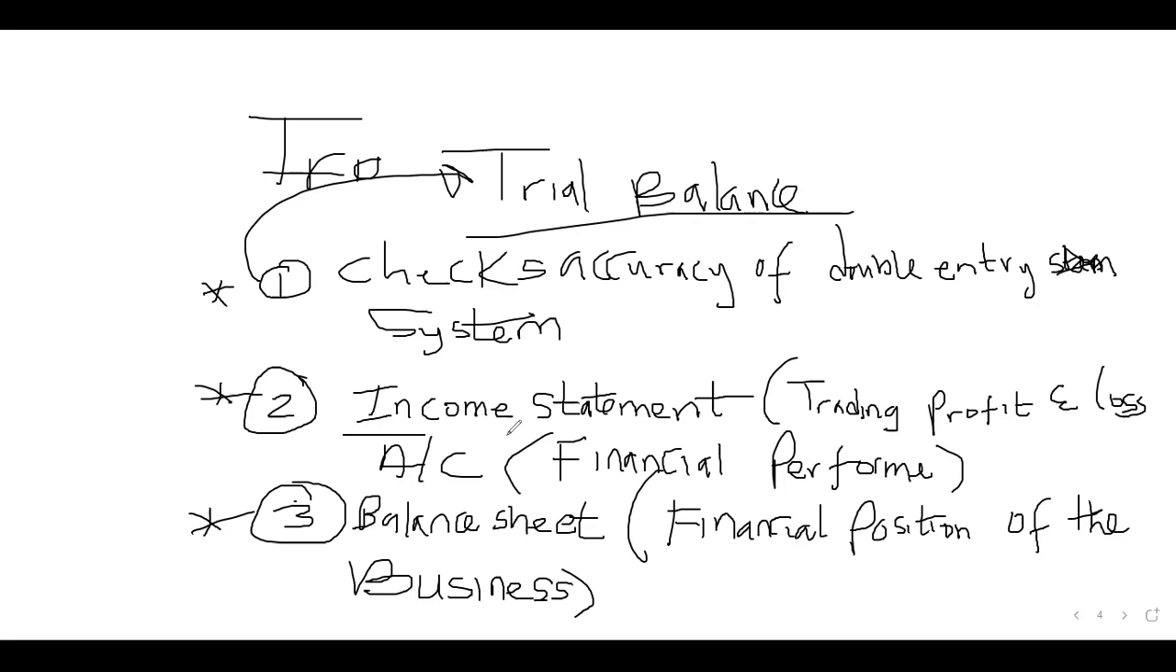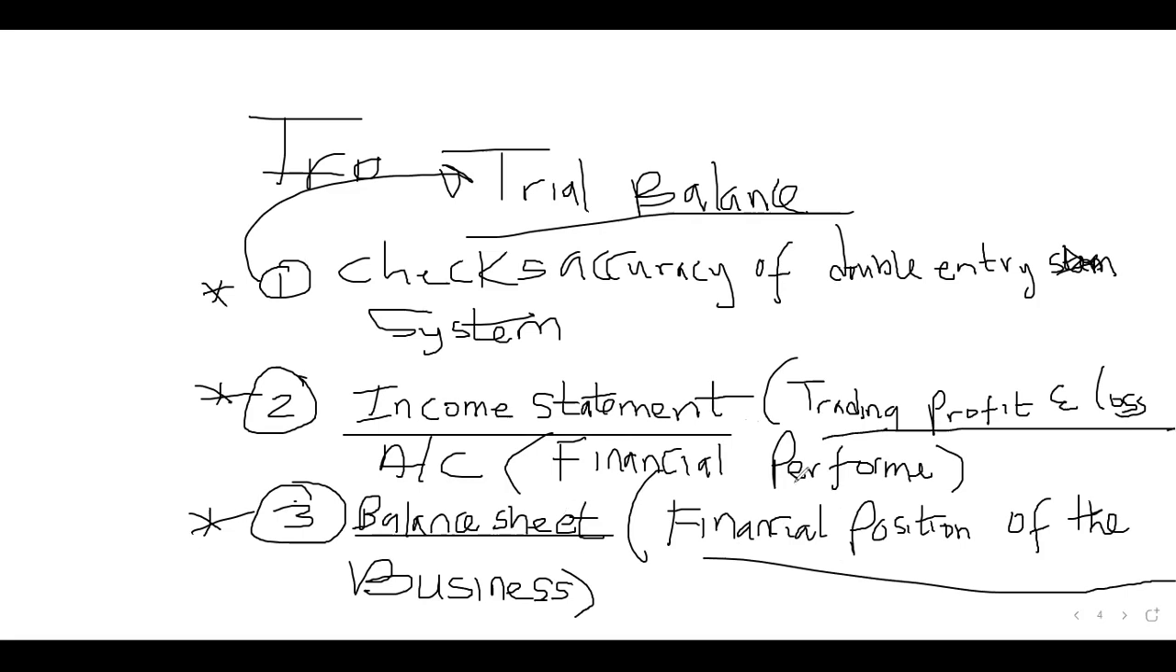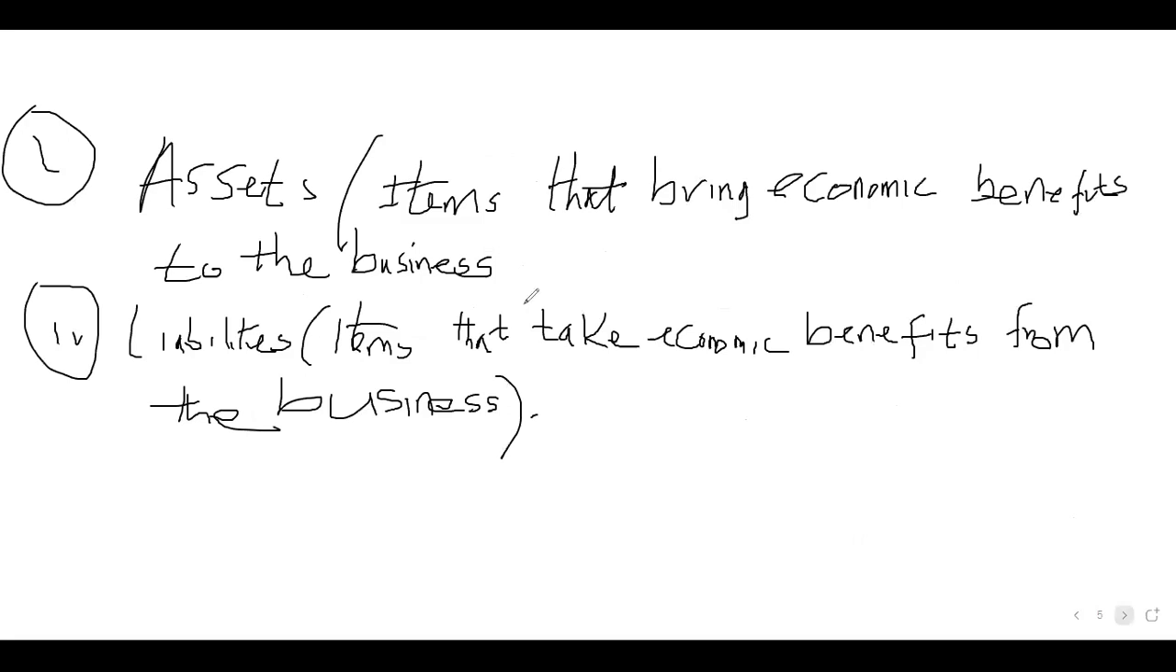Of course, you have the income statement and the balance sheet, which is also called the financial position of the business. The income statement is called the trading profit and loss account, or the financial performance of the business. Assets are items that bring economic benefits to the business. Liabilities are items that take away economic benefits from the business.